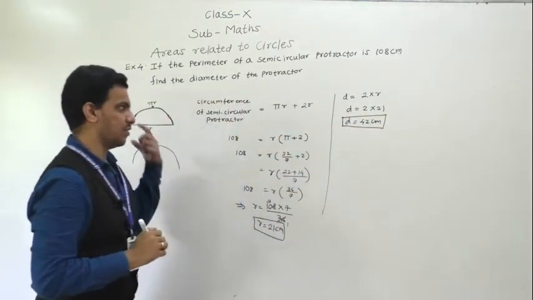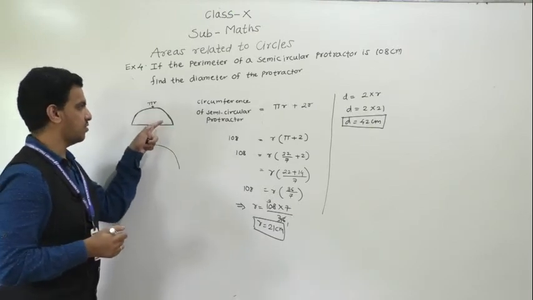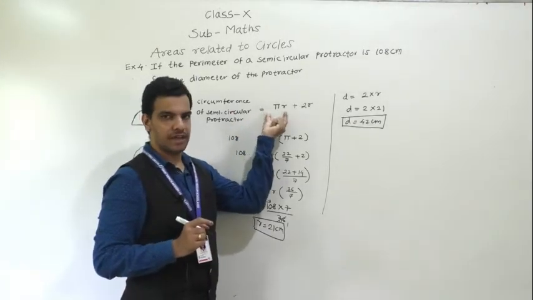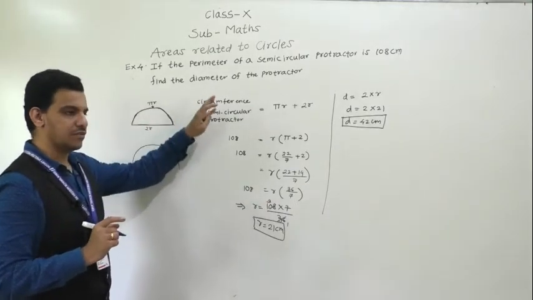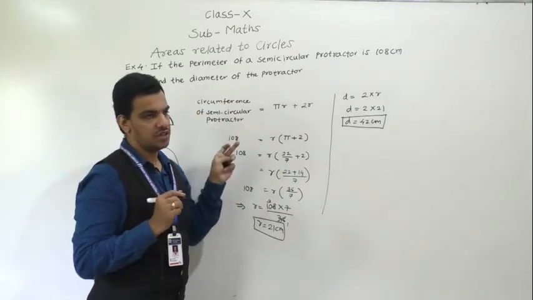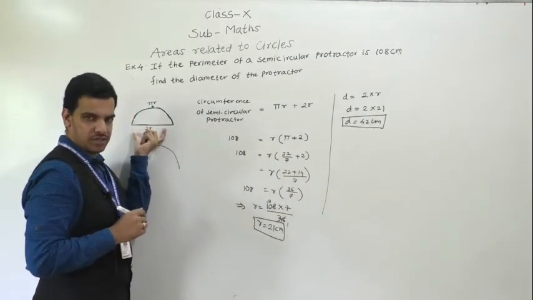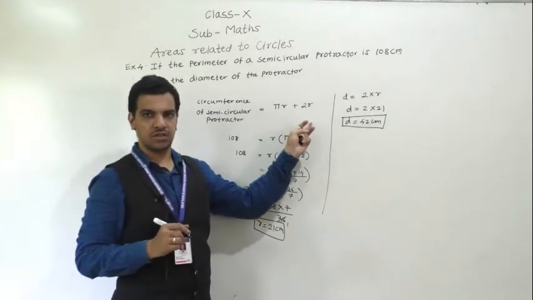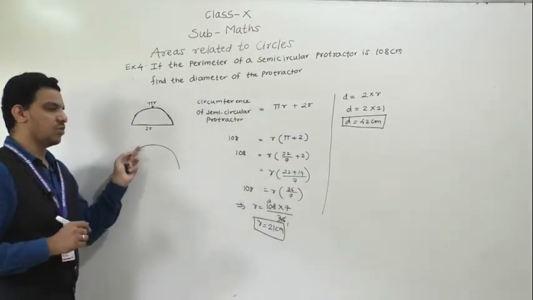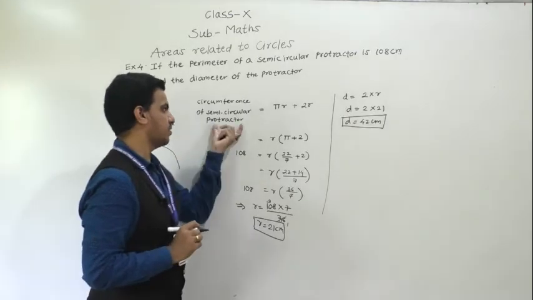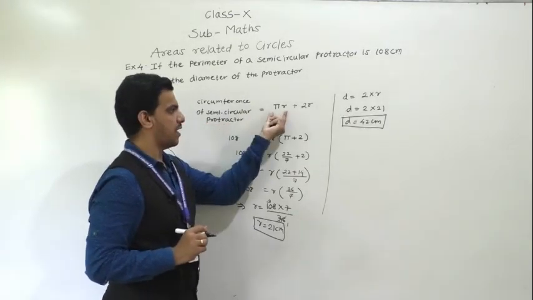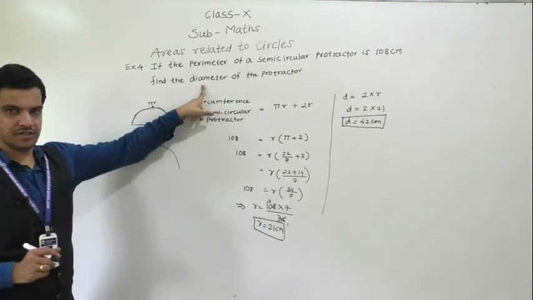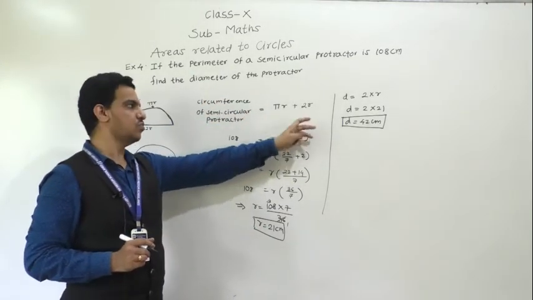Okay, so in the formula I gave that the circumference of a semicircle is only pi r when the diameter is not included, but when the diameter is included, it is pi r plus 2r. So keep that in mind. Here the protractor is there, so the diameter is included; it depends on what the figure is. If the diameter is included, it is pi r plus 2r. If the diameter is not included, it is only pi r. So here the diameter is included in the semicircular protractor, so it is pi r plus 2r. Simplify this, we will get radius is 21, but here they ask to find the diameter. So d is equal to 2r, that is d is equal to 42 centimeter.